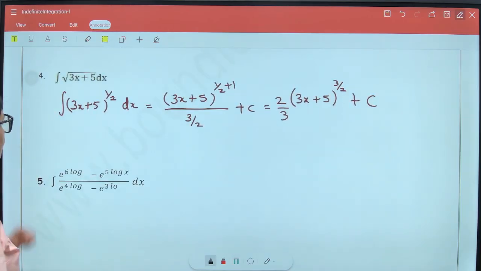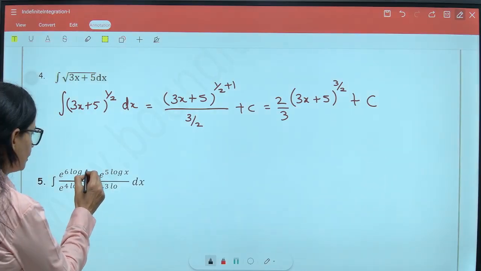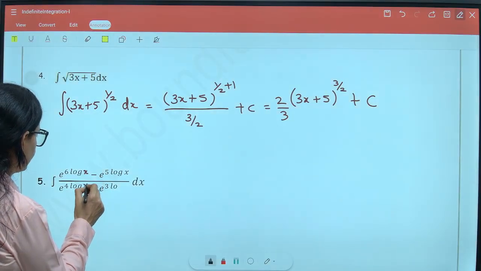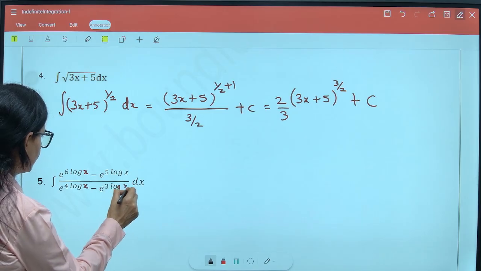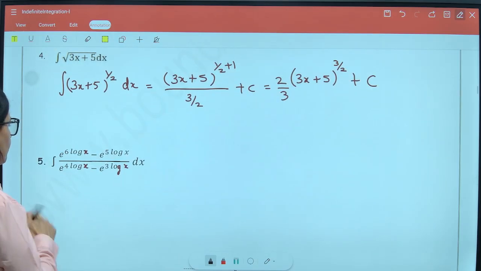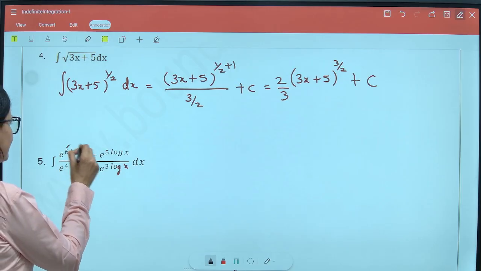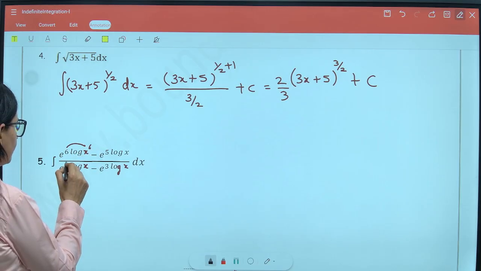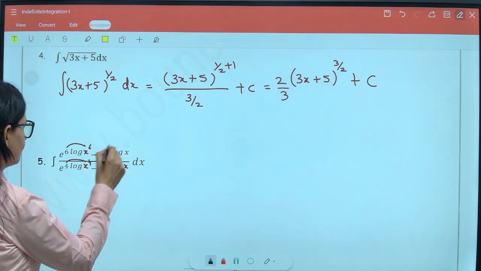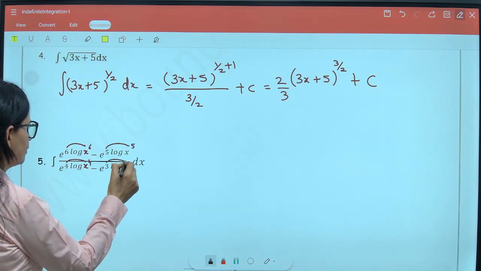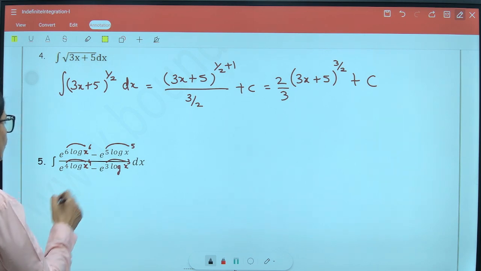Next question again uses properties of log. So it is log x here, and it is log x. So this is the complete function. So let's use the properties of log again. So this 6 will go as an exponent, and this 4 will also go as an exponent, 5 will also go there, and this 3 will also go there. So then how do we solve this?